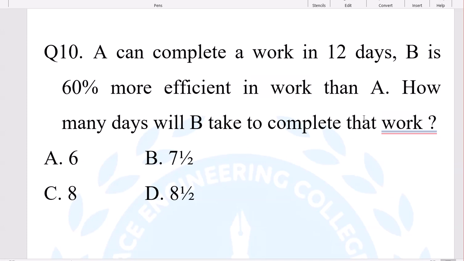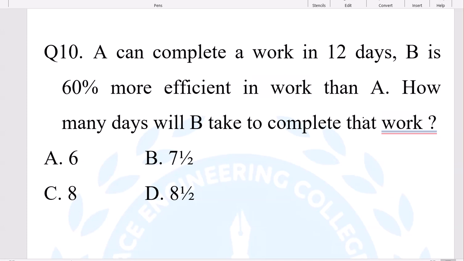And this question is pretty much easy. A can complete the work in 12 days. B is 60% more efficient. If you are more efficient or have more speed, you will take less time. Efficiency means speed only. B is 60% more efficient, more speed than A. B's speed is more, so time taken should be less.